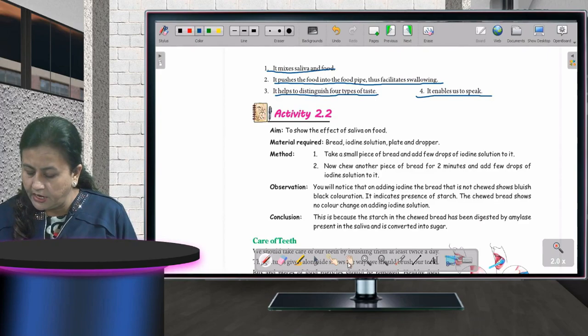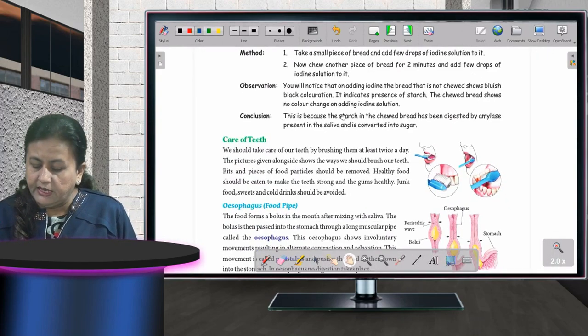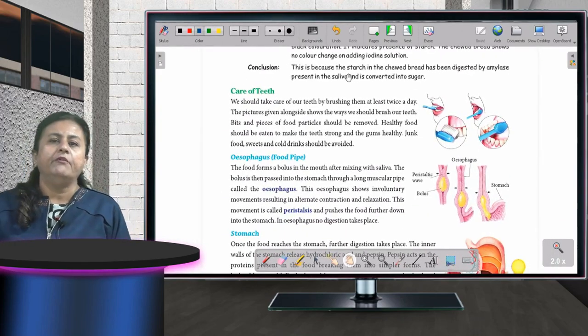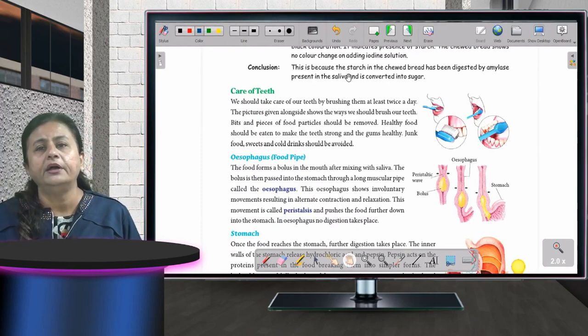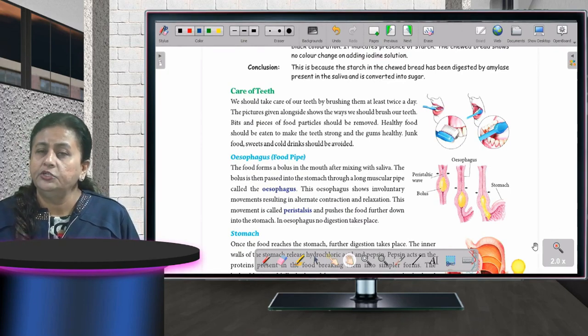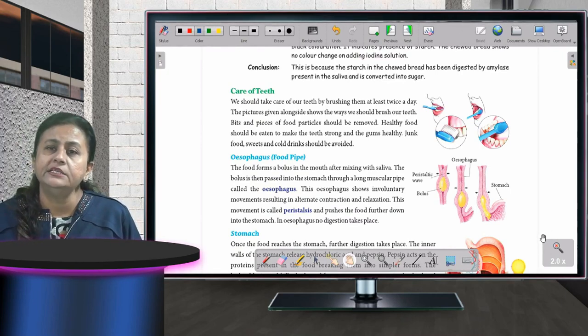Now, as you know, teeth are playing a very important role in the process of digestion. So we should take proper care of teeth. Brushing of the teeth is very important. You should brush your teeth at least twice a day.